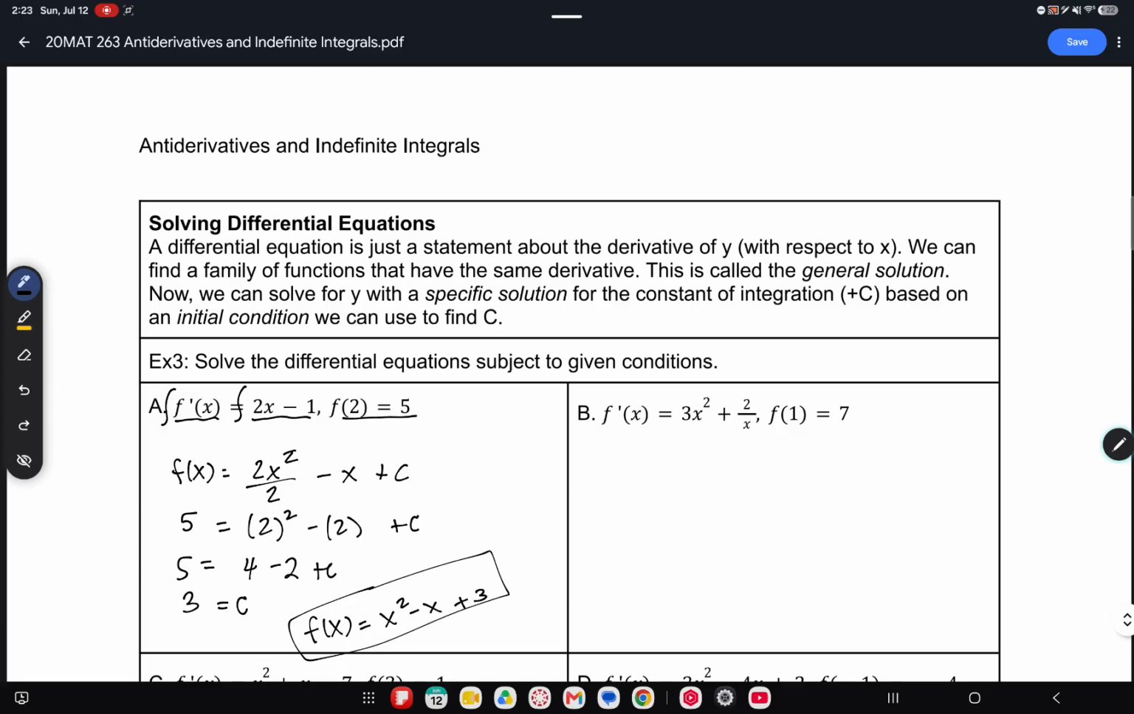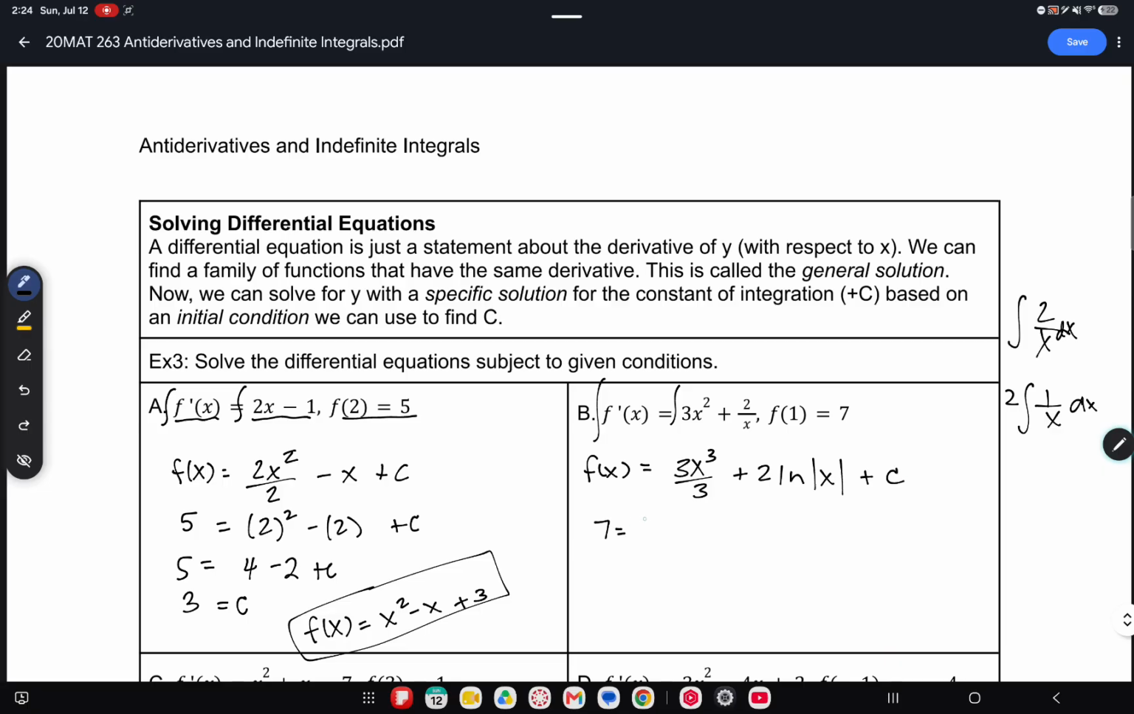I'm going to do it again with another function, so I can integrate both sides. And I'll get f of x is 3x cubed divided by 3. And then we have 2 over x. So really, if I separate out 2 over x dx, 2 is a multiplier, and then I have 1 over x dx, which could be natural log. So 2 natural log of absolute value x plus c.